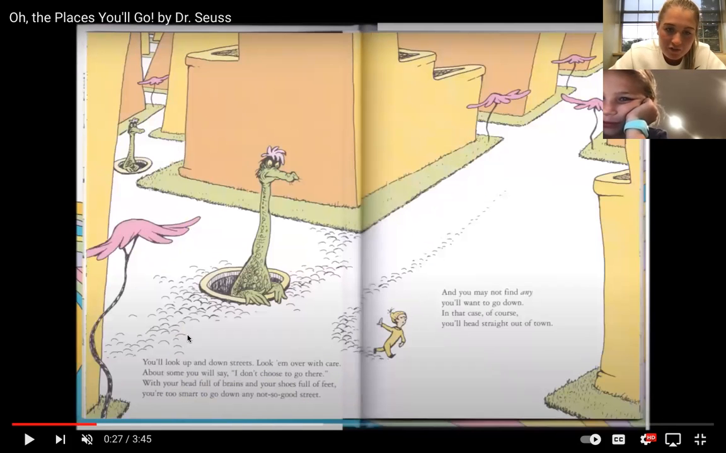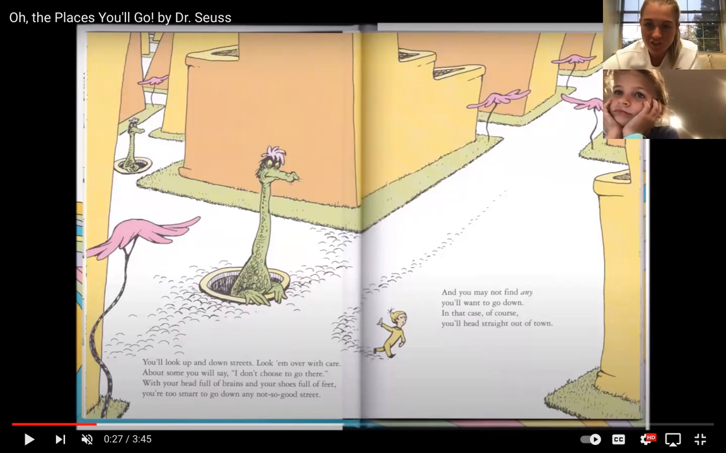You'll look up and down streets. Look 'em over with care. About some you will say, I don't choose to go there. With your head full of brains and your shoes full of feet, you're too smart to go down any not-so-good street. And you may not find any you'll want to go down. In case you are, of course, you'll head straight out of town.